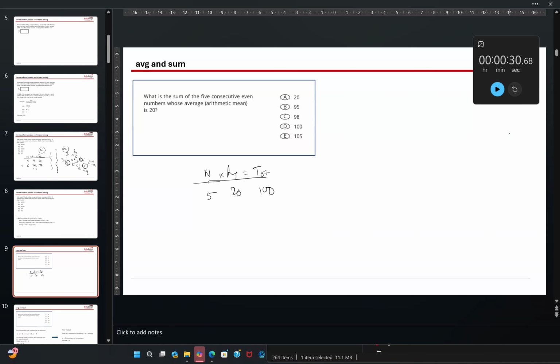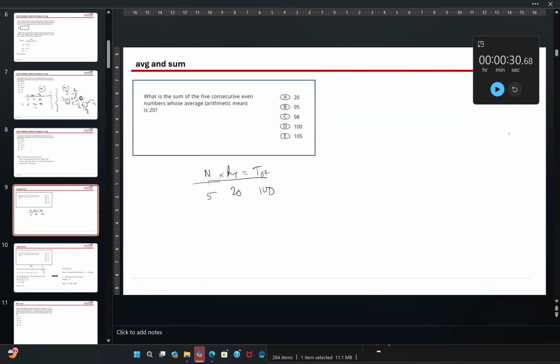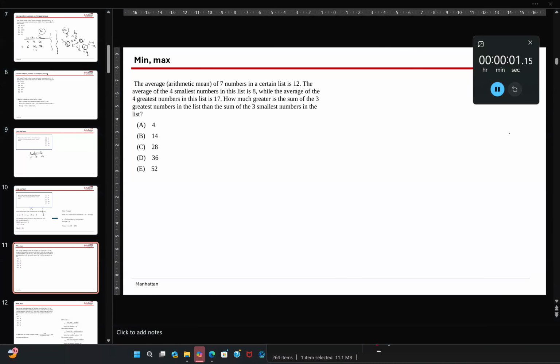So the conventional way obviously is to take this, then you add and then you find the answer. Okay, this is not preferred. This is faster. Okay, next. Let's see this.